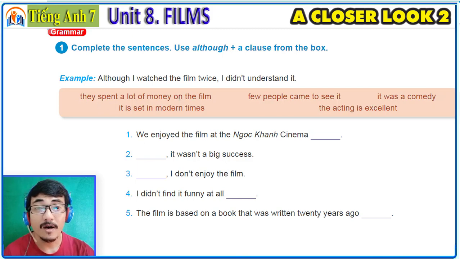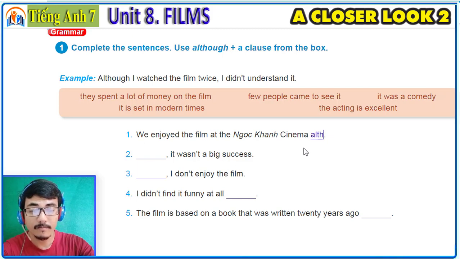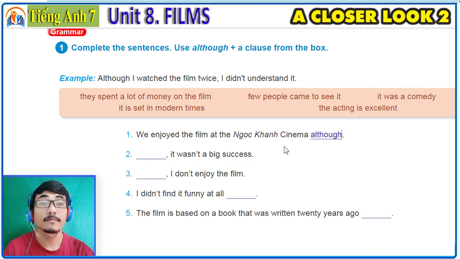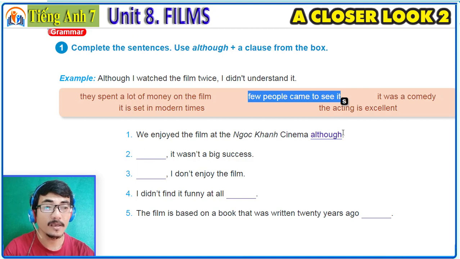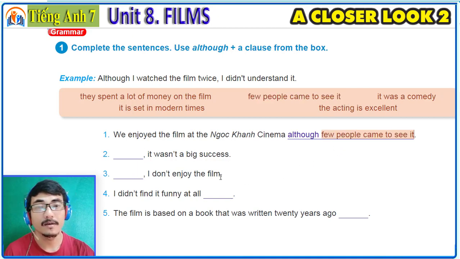They spent a lot of money on the film. A lot of money. Few people came to see it. Few people, not many people. It was a comedy. It is set in modern times. The acting is excellent. Okay. Now I'll help you. 1. We enjoy the film at the cinema. Enjoy like although. Although few people came to see it. Copy and then paste. Okay.